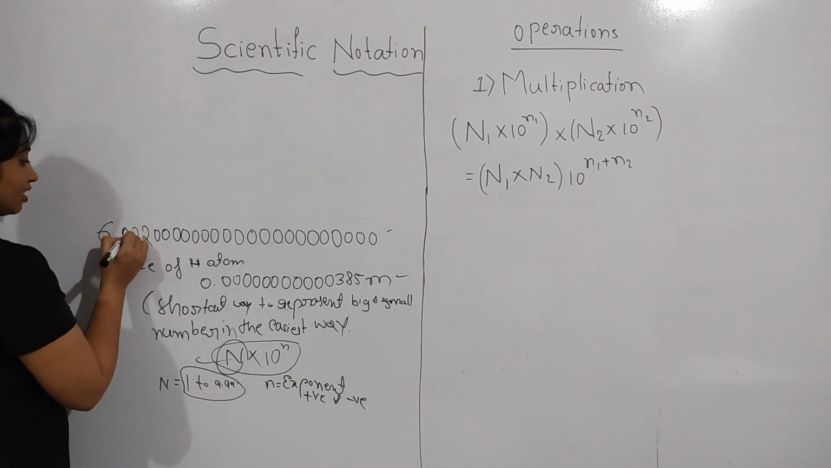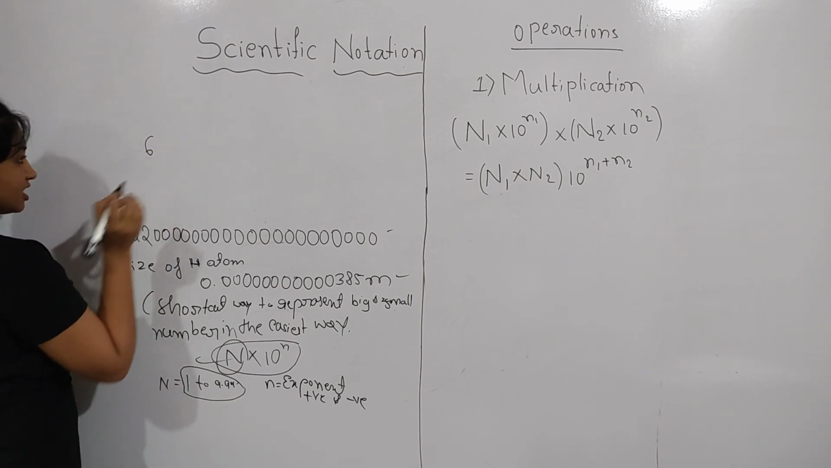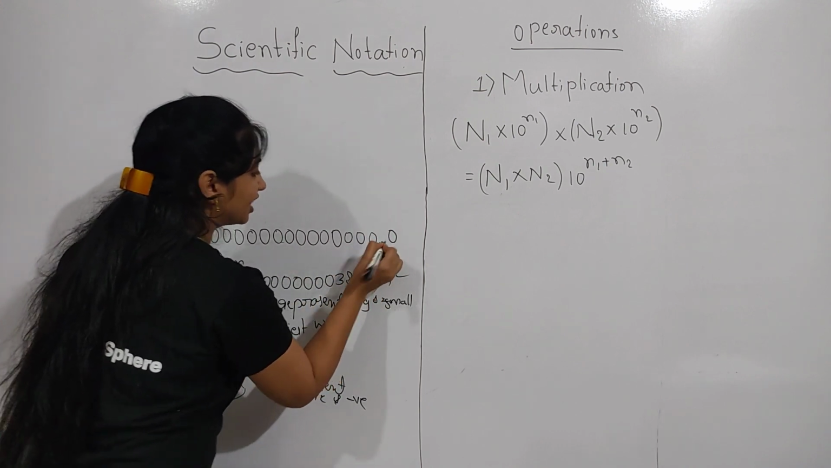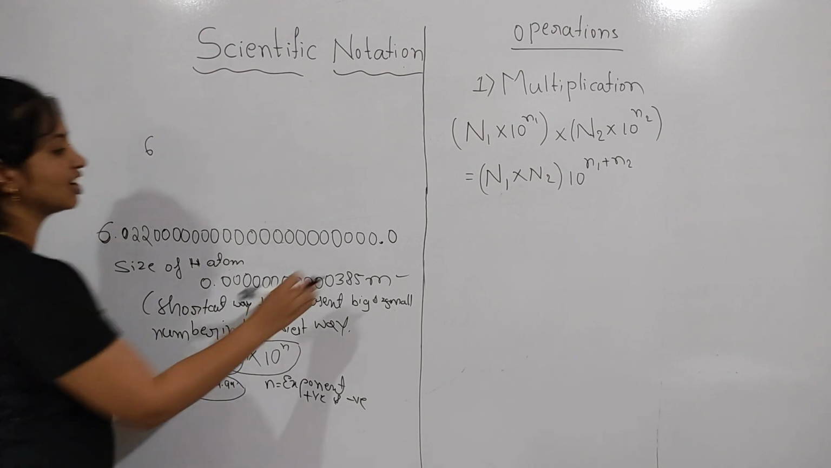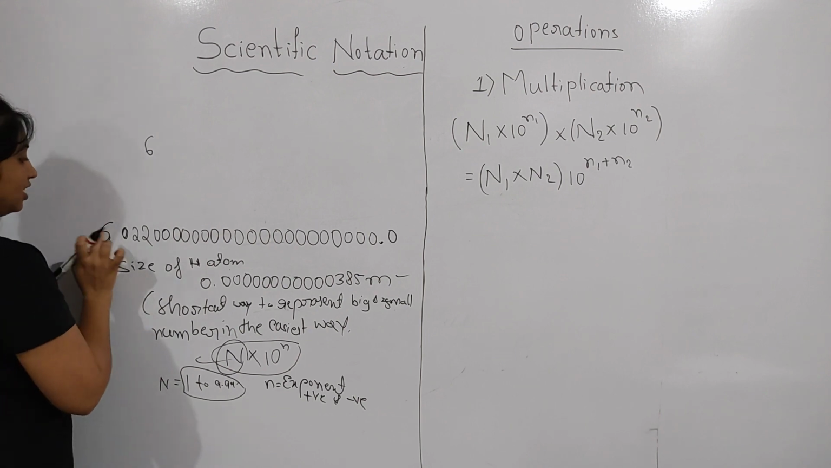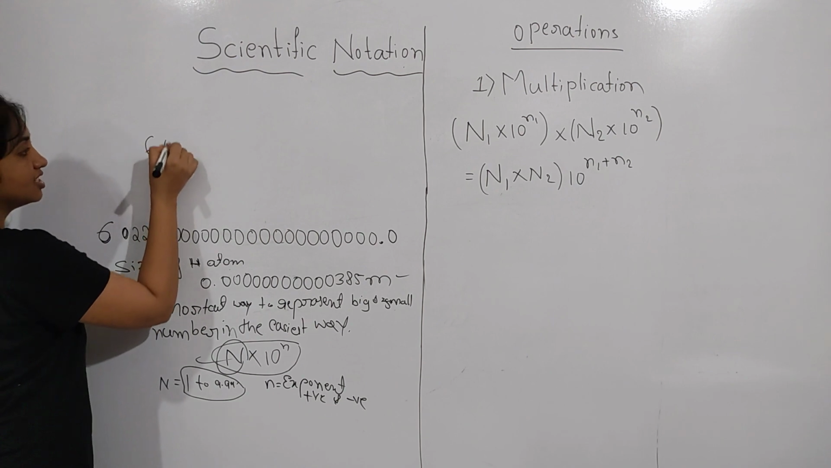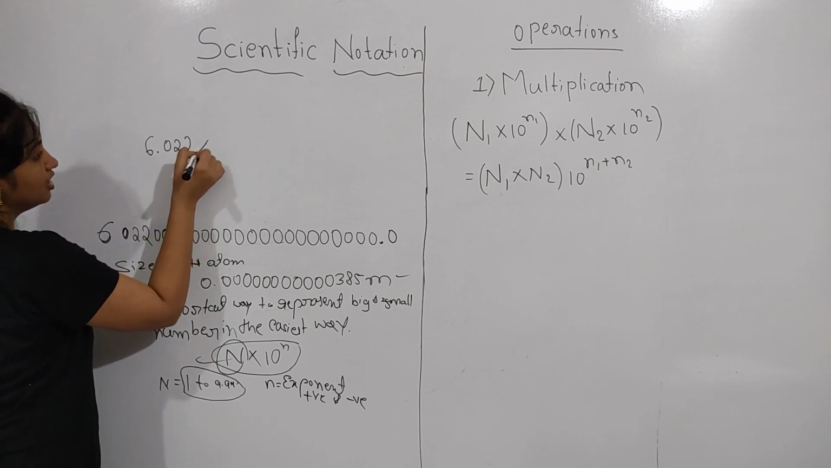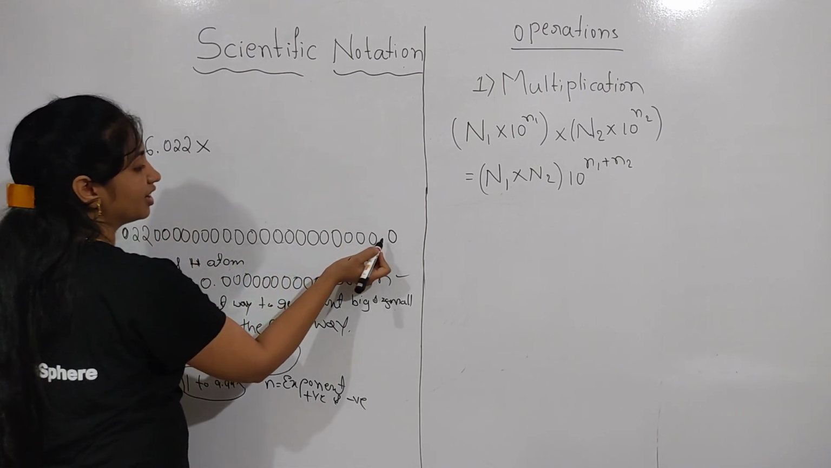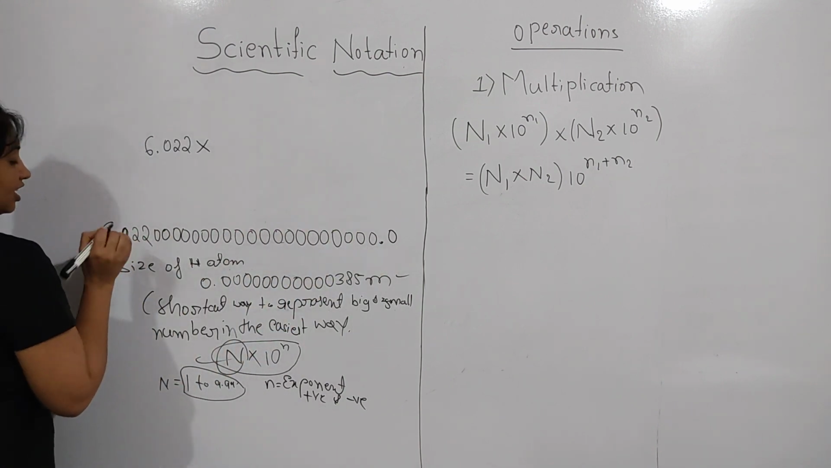So the mole number I write in a simpler form, that is the 6. Just I got, this is our decimal point. Just I shift this decimal point in the left side. So that is 6.022 into. So how many digits have I shifted here?